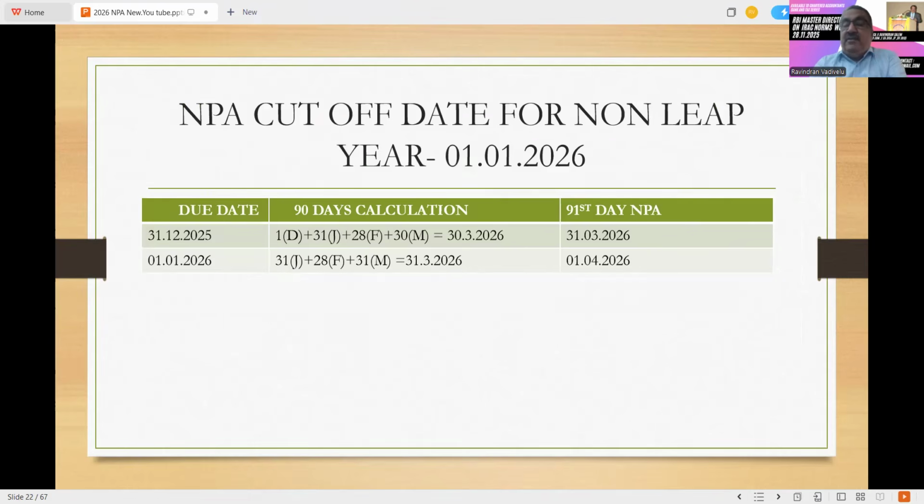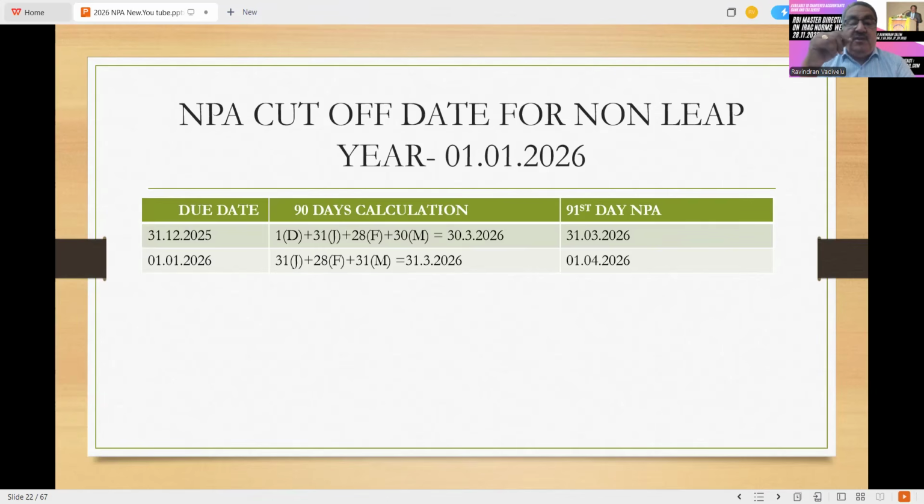And here is a very, very important date: the NPA cutoff date for a non-leap year. That is 1/1/26. Suppose a loan is due on 31/12/25. How to arrive at the 90 days? 31/12/25 is 1, then January 31, February 28, March 30. So a loan which is due on 31/12/25 has to be paid on or before 30/3/2026, otherwise it will become NPA on 31/3/2026.